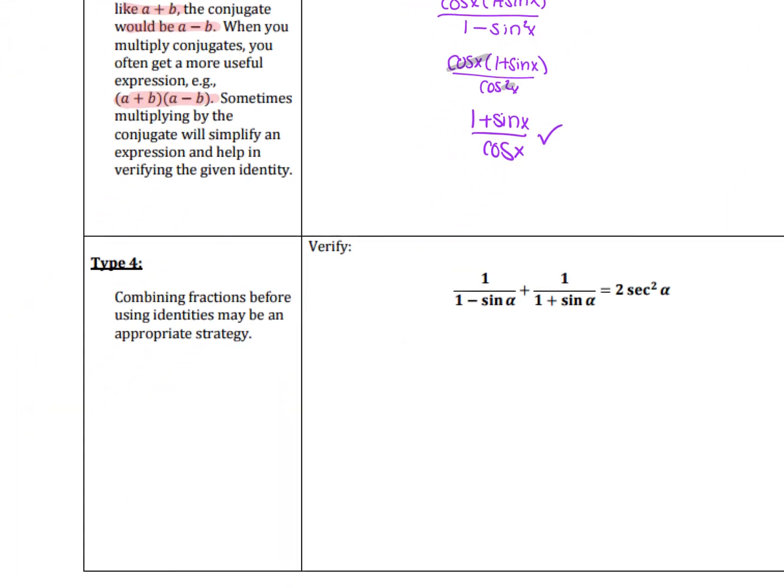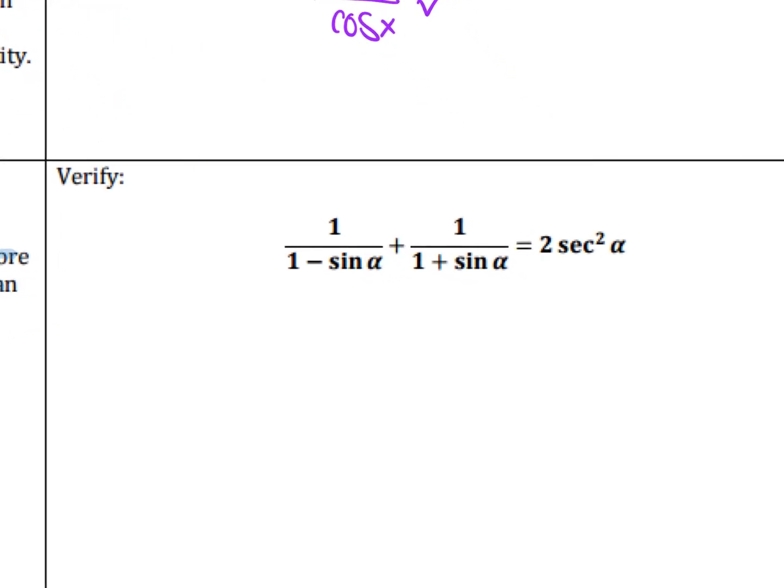All right, the last strategy is if we have two fractions, we're going to combine fractions before using any identities. So again, looking at this problem, it looks to me like the left-hand side is going to be the more complicated side. So my goal is to get a common denominator. So if I have 1 minus sine and 1 plus sine, I'm going to multiply this side by 1 plus sine on the top and bottom, and this side by 1 minus sine on the top and bottom.